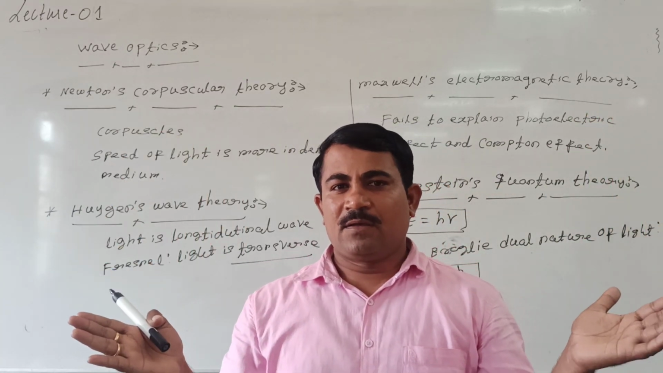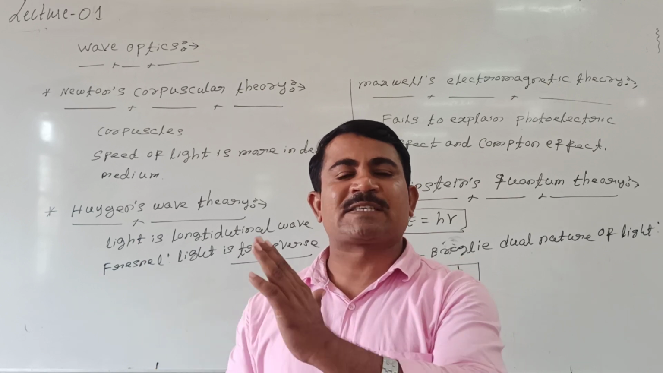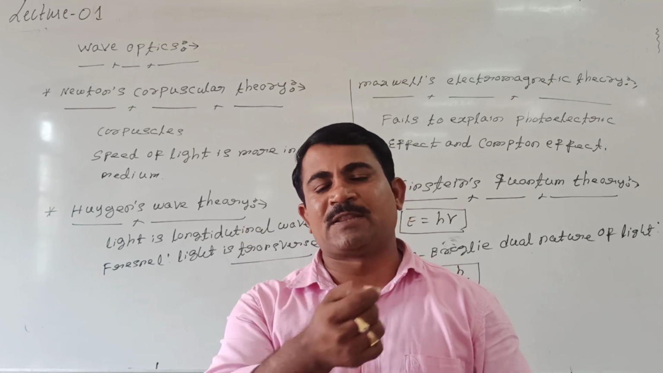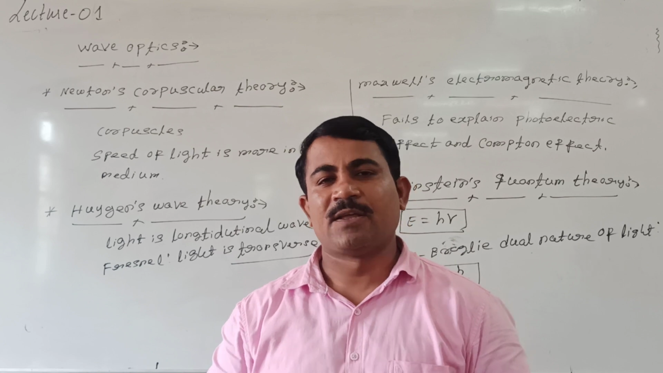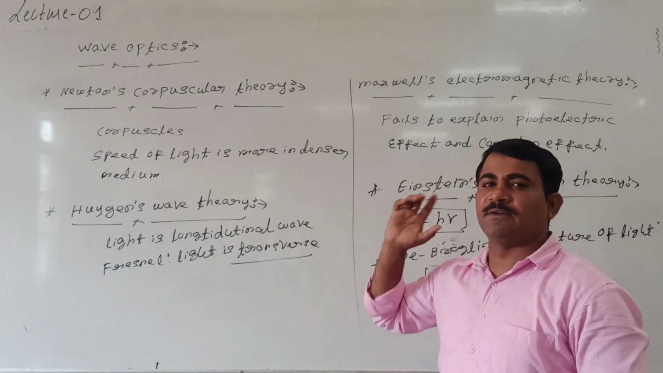I mean, a single theory isn't available that explains both the wave nature and the particle nature of light. So different theories propose different properties of light.